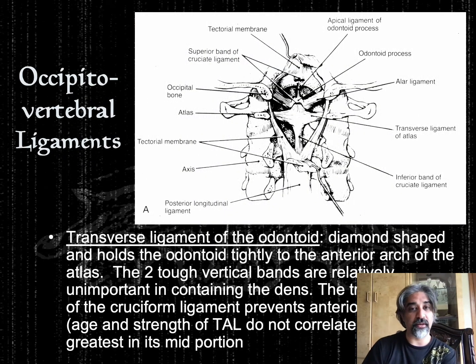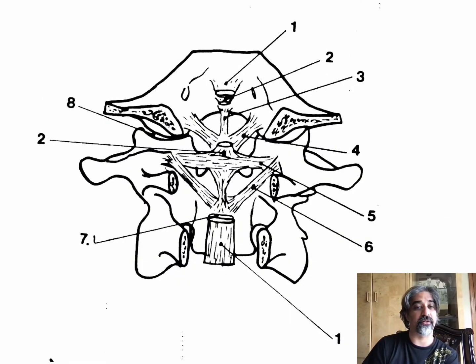The occipitovertebral ligaments are important, mainly the transverse ligament of the odontoid. That's the one that keeps it from moving forward or back and causing instability. I love this picture, and I love this picture as well.